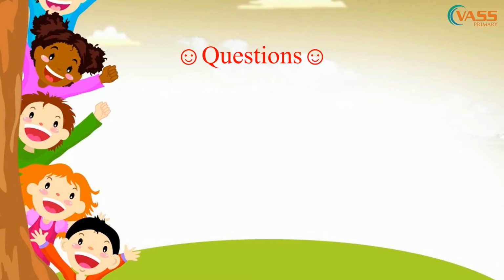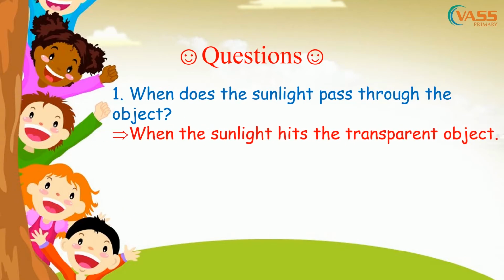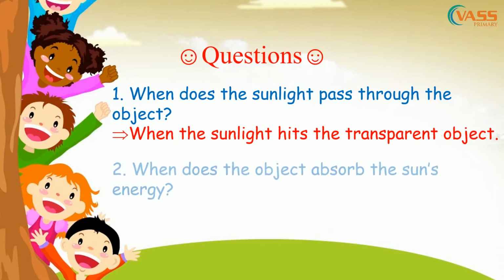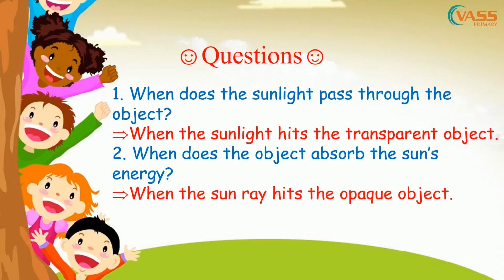Time to do some questions. Are you ready? Question 1. When does sunlight pass through the object? You're correct. When the sunlight hits the transparent object. Question 2. When does the object absorb the sun's energy? Well done. When the sun rays hit the opaque object.